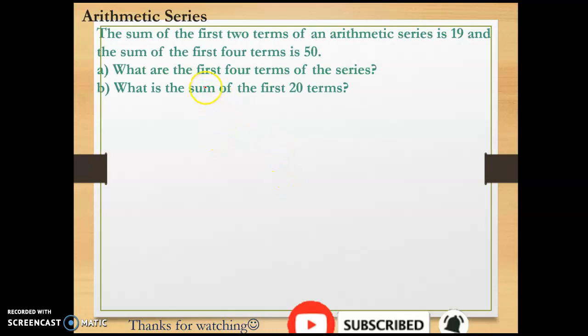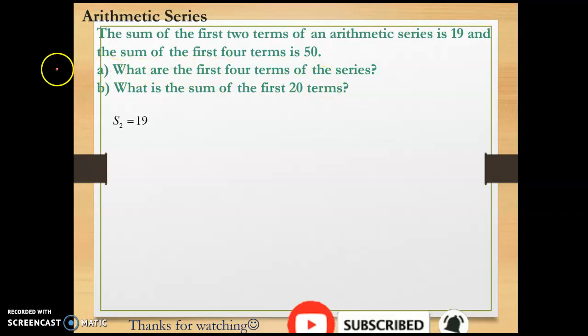Okay, let's have this a little bit difficult problem. This will really recall or review your basic knowledge on algebra. The sum of the first two terms of an arithmetic series is 19, and the sum of the first four terms is 50. There is no given sequence, you only have the sum of the first two terms and the first four terms of the same sequence.